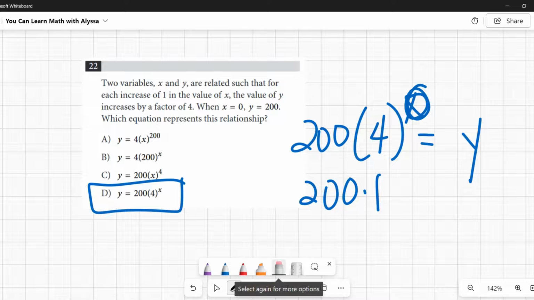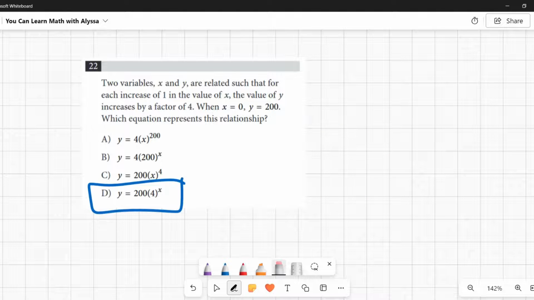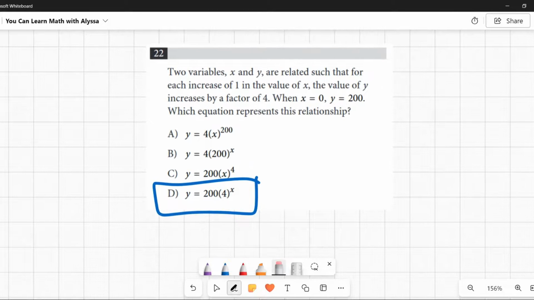It's D. Now let's check and see if it fulfills the first one, just to be sure, to make sure we didn't make a mistake. Because frankly, when I did this, I was like, did I make a mistake? Why are there not two options? No, just one. So it says, for each increase of 1 in the value of x, the value of y increases by a factor of 4. When 1 is added to x, y is multiplied by another 4. So what would cause this? This right here, this 4 to the power of x.